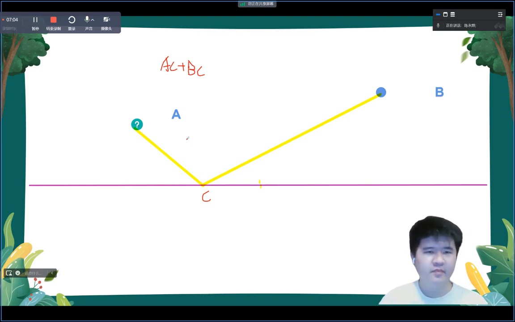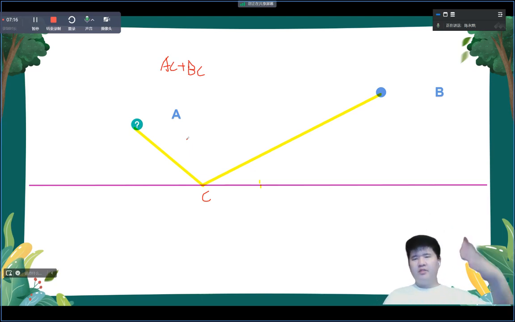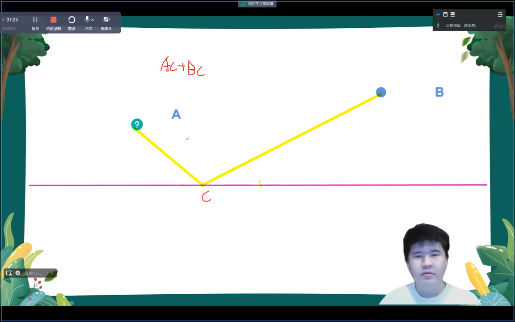But here we got some coincidence, some accident. We must go to the river first. If we connect point A and point B here, it's not okay, it's not okay to pass through the line. So how can we make sure the path between A and B passes through the river?